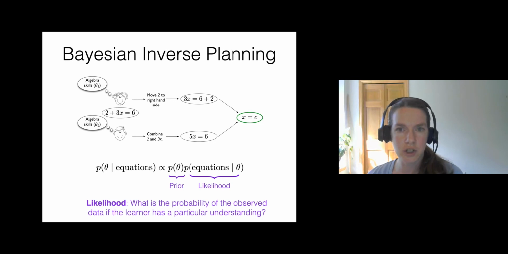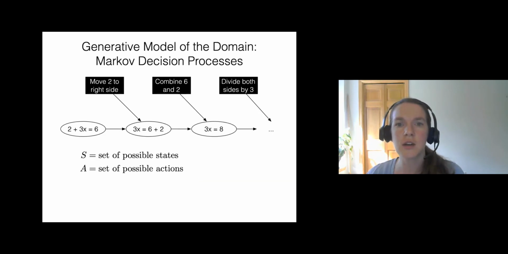The likelihood is the more challenging thing to calculate because it has to tell us what is the probability of the observed data if the learner has a particular understanding. So we need to figure out this whole sequence of actions the student is taking on the complex task. How probable is it that she would have produced that if one particular theta reflected her understanding or her goals? That means we need a generative model for action selection. And for that, we'll turn to Markov decision processes.